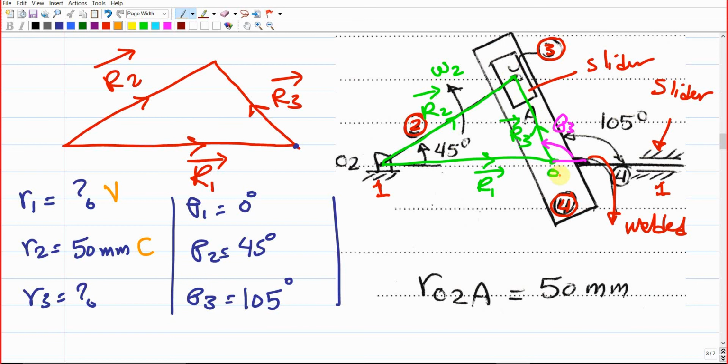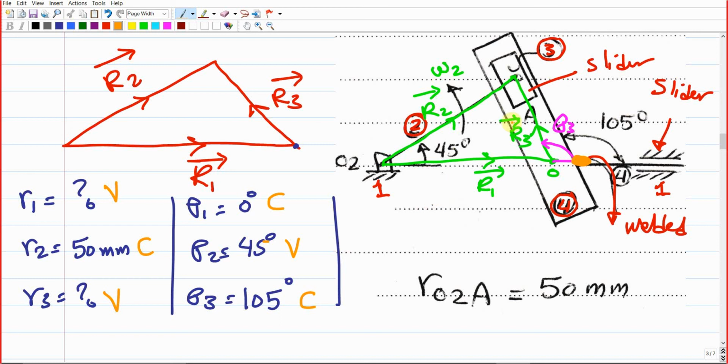R3 is variable, because the slider goes up or down, so this R3 is going to increase or decrease. How about theta 1? Constant. Why? The length will not rotate. How about theta 2? It will be variable because the length is going to rotate. How about theta 3? Constant, because it is welded. Do you see the welding here?